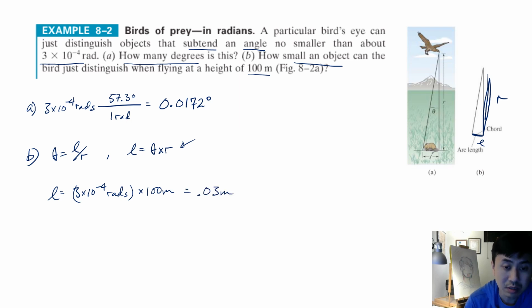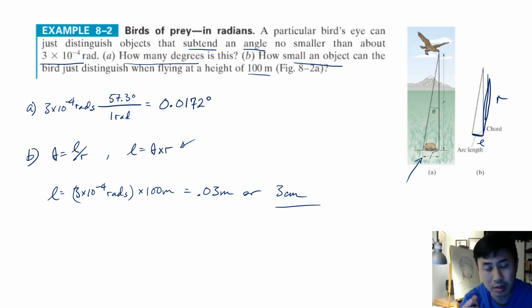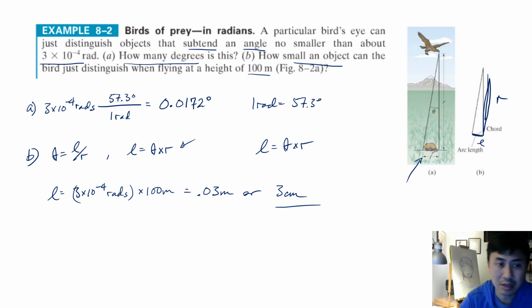0.03 meters is basically 3 centimeters, which is kind of like the size of that mouse. Done. So this problem is pretty easy. Number one, know the definition of a rad: 1 rad is equal to 57.3 degrees. And number two, know this equation where the arc length is equal to the angle in rads times the radius. Good.